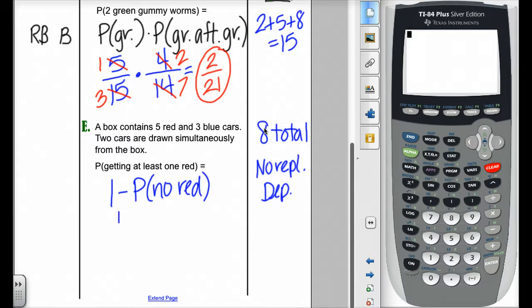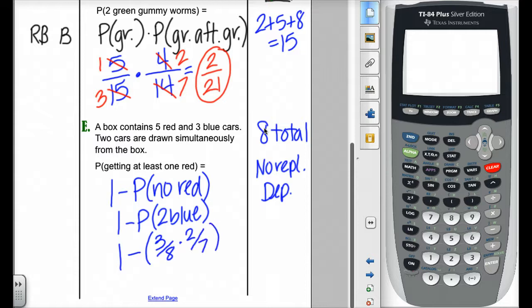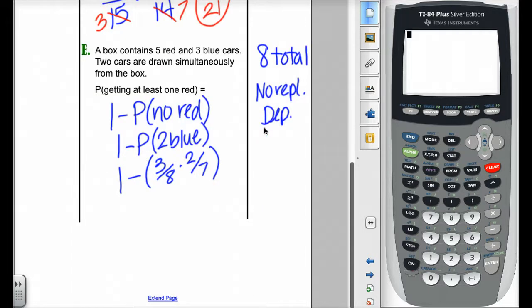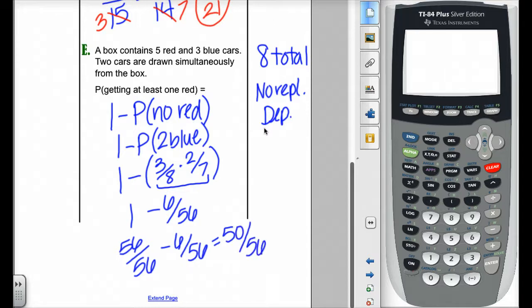So the only option for not getting a red would be getting 2 blue. So we need to find the probability of 2 blue. Because we have 3 blue cars, this is 1 minus 3/8, so 3 out of 8 cars, and then if we get a blue, that means 2 out of 7 for that second car. I know that the simultaneously is throwing something off, but don't worry about that too much. 3/8 times 2/7, I multiply that out, I get 6 over 56. So 1 minus 6 over 56. Now 1 is represented by 56 out of 56, or 100%, minus 6 out of 56, which would be 50 out of 56. If I simplify that, both of those are divisible by 2, so that gives me 25 out of 28. So it's a 25 out of 28 chance of getting at least 1 red.